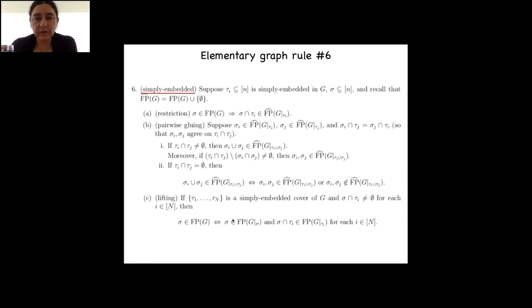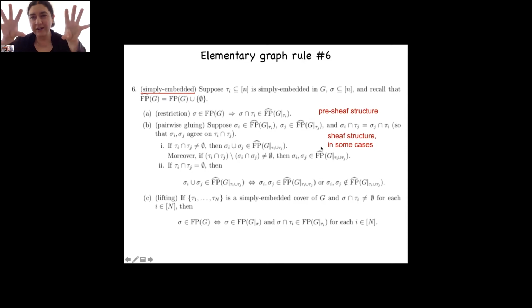The cyclic union actually requires this rule C, which is a straight shot from the subgraphs to the larger network. The point is that these gluing rules for simply embedded structures are giving us a pre-sheaf, and in some cases a sheaf structure, where you can think of picking fixed points from the subnetworks as taking sections of the different subsets and then gluing them together to get a global section, which would be a fixed point of the larger network.